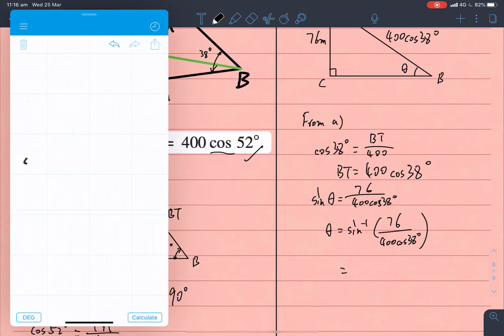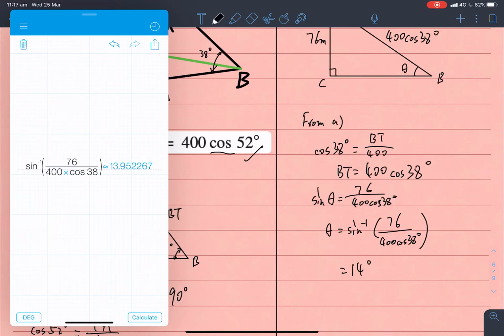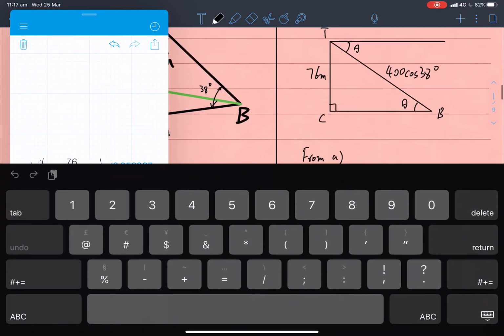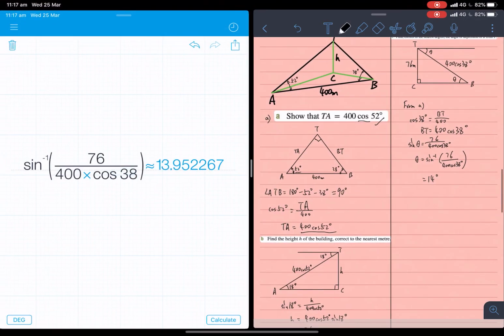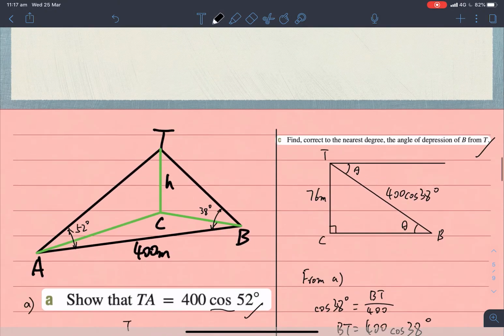It would be inverse sine of 76 over 400 cos 38. Hopefully it works. Okay, so we work out that the angle is 14 degrees, to the nearest degree. Yeah, done. Oopsie. Anyway, so yeah, easy. Good.